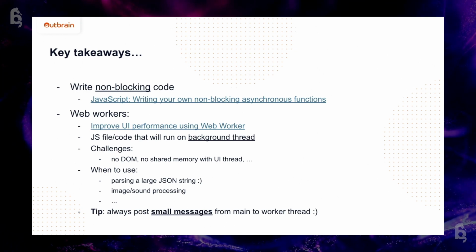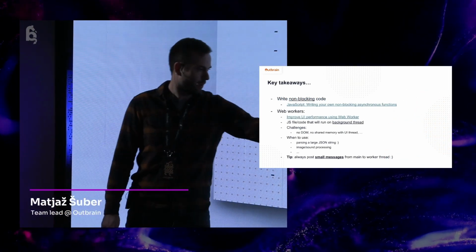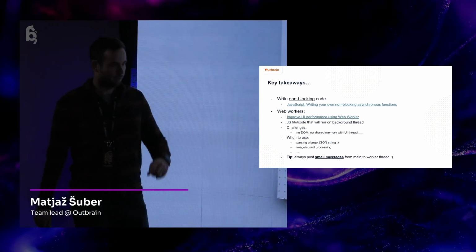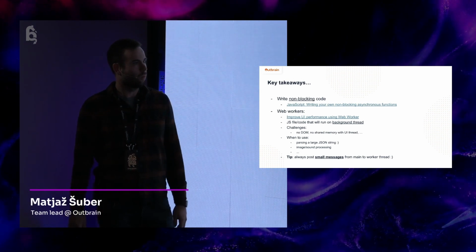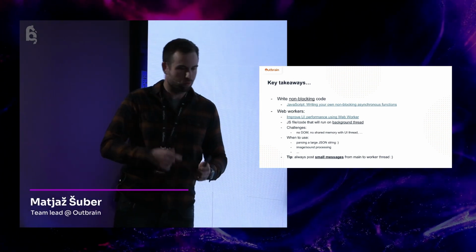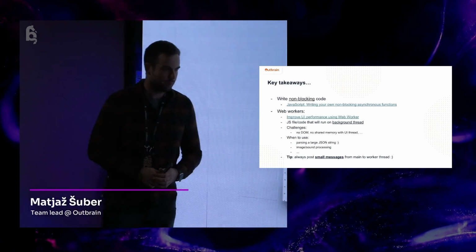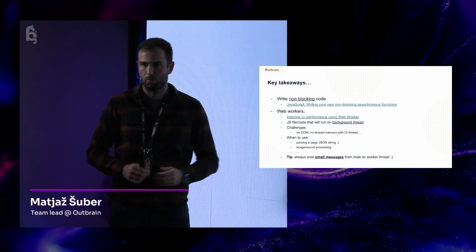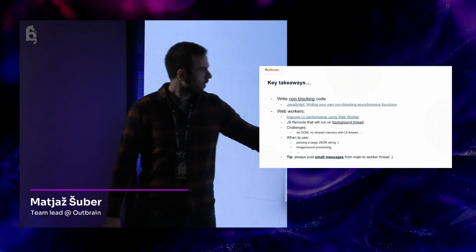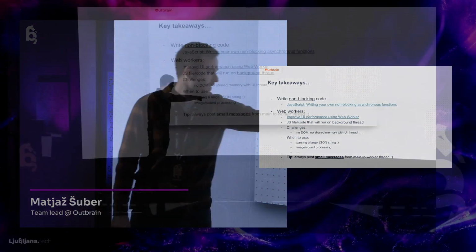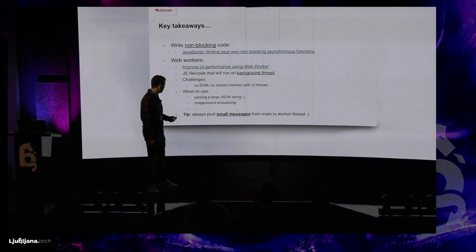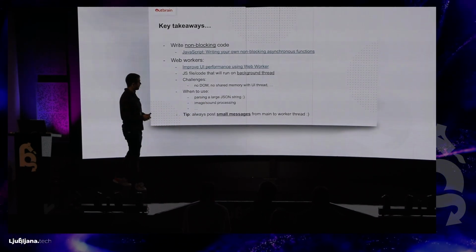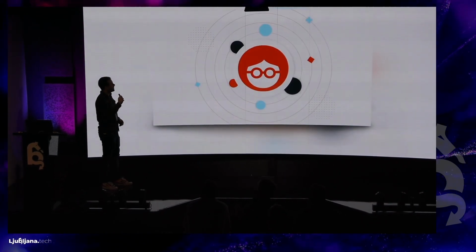And another tip that I said, repeating: always post small messages, not like me, pushing 50 megabytes from the beginning because I was testing why it's not working. I thought that remapping was the blocking UI operation, but it was not. It was the JSON.parse, and I was trying to push all that to the web worker, and it just didn't work. And when to use it? Parsing a large JSON string, that's one example, and other heavy stuff like image and sound processing. And that's it. Thank you.